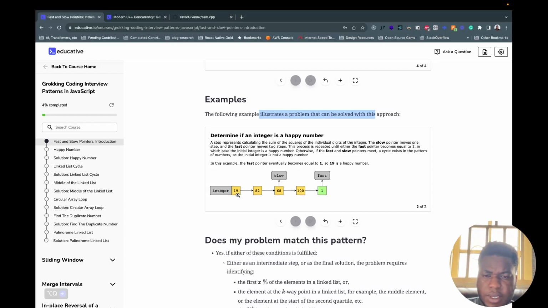So start with 19. The sum of the squares of the individual digits. Square of 1 is 1. Square of 9 is 81. 81 plus 1 is 82. Okay. Square of 2 is 4. Square of 8 is 64. 64 plus 4 is 68. Square of 6 is 36, square of 8 is 64. That sums up to 100. Do it again here, and you get 1.